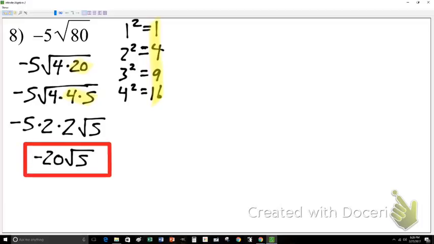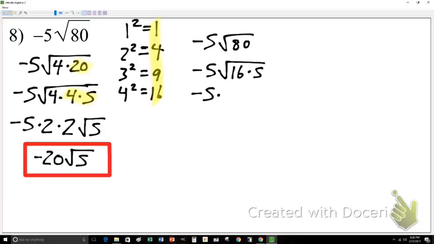Of course, realizing that 16 is the largest perfect square that can factor out of 80, we can make it faster. Okay, so we can factor 16 out of 80. So we have 16 times 5 is 80, of course. Then we can just take the square root of each of these. So the square root of 16, that's just 4.